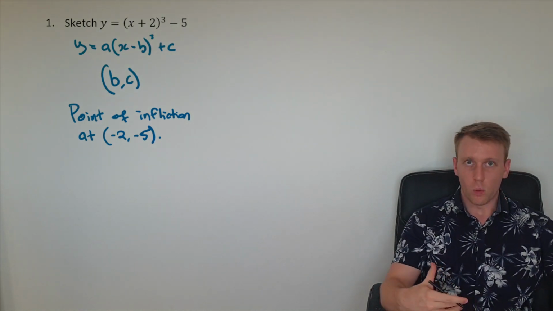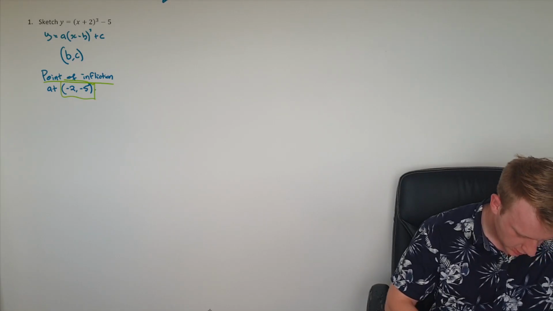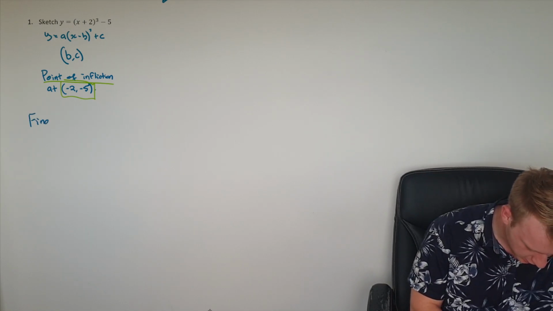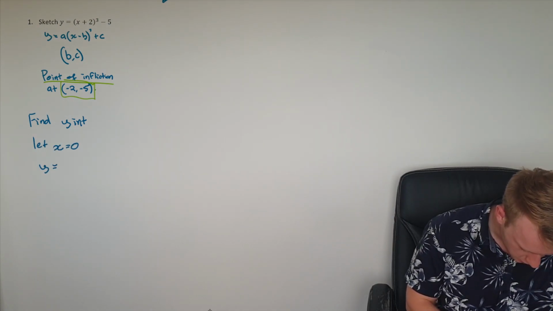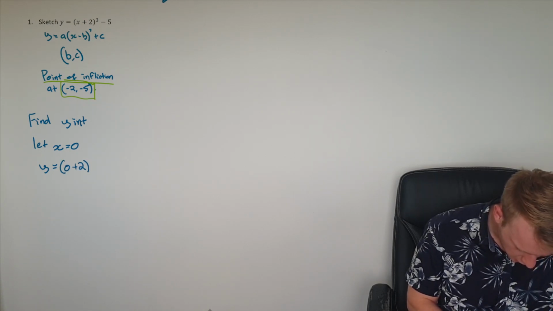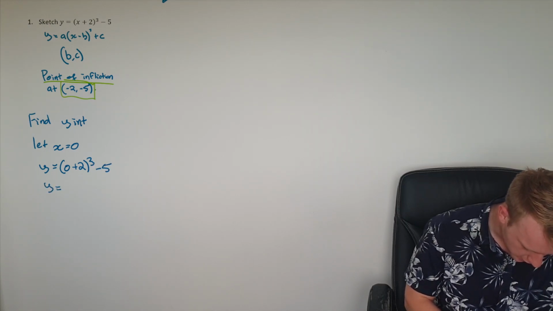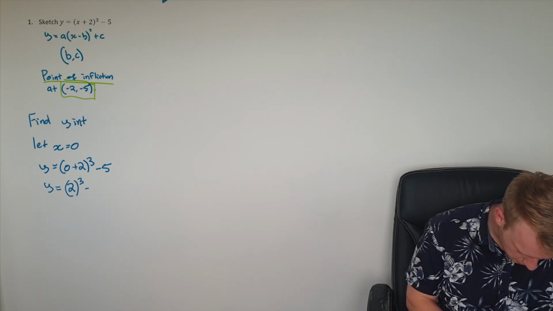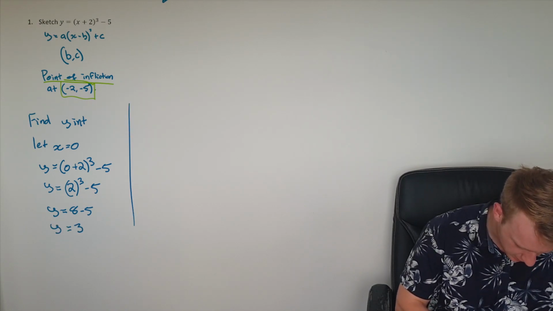What I also need to do is see if there are any x or y intercepts. So now I'm going to find the y-intercept, and the way I do that is I let x equal 0, so y equals (0 plus 2) cubed minus 5. So y is equal to 2 cubed minus 5, y is equal to 8 minus 5, so y is equal to 3. That is my y-intercept.